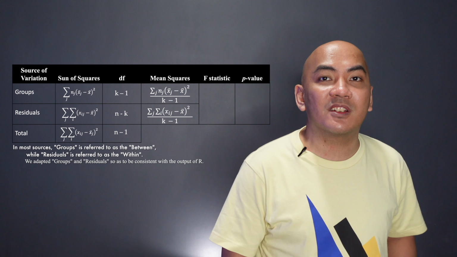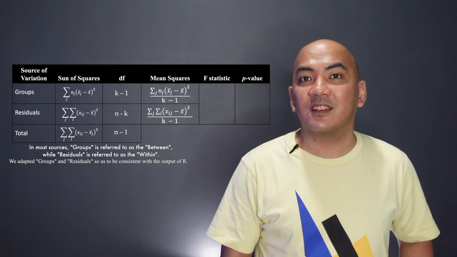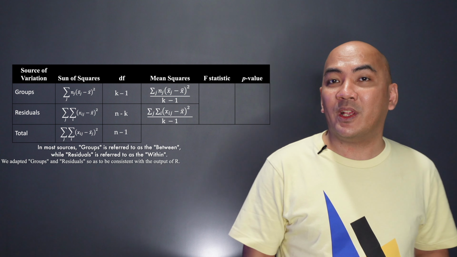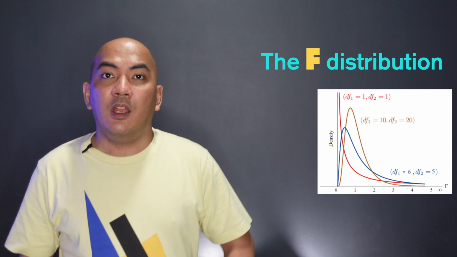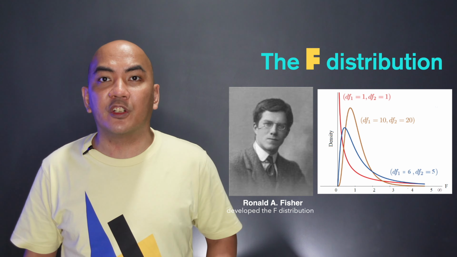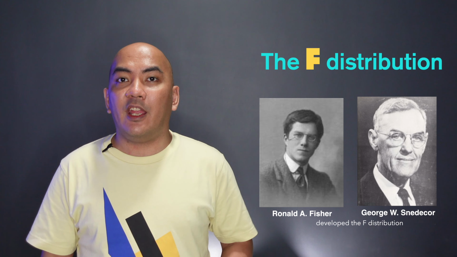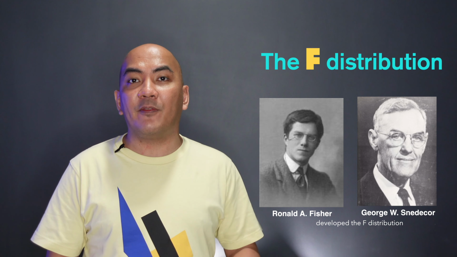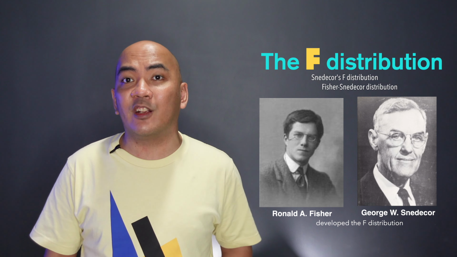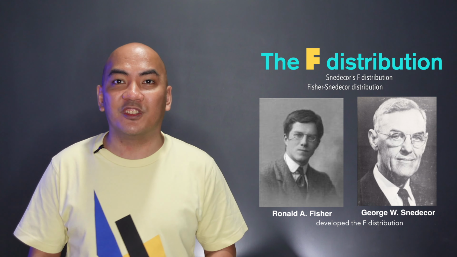Consider here that I simplified the way to compute the F statistic, because in most sources, you will see these equations on how to compute the F statistic in Fisher's classic one-way analysis of variance. And just so you know, the F distribution is named after Ronald A. Fisher. That's why it's F distribution, I guess, because F is Fisher, and George Snedecor. That's why the F distribution is also known as Snedecor's F distribution or the Fisher-Snedecor distribution.